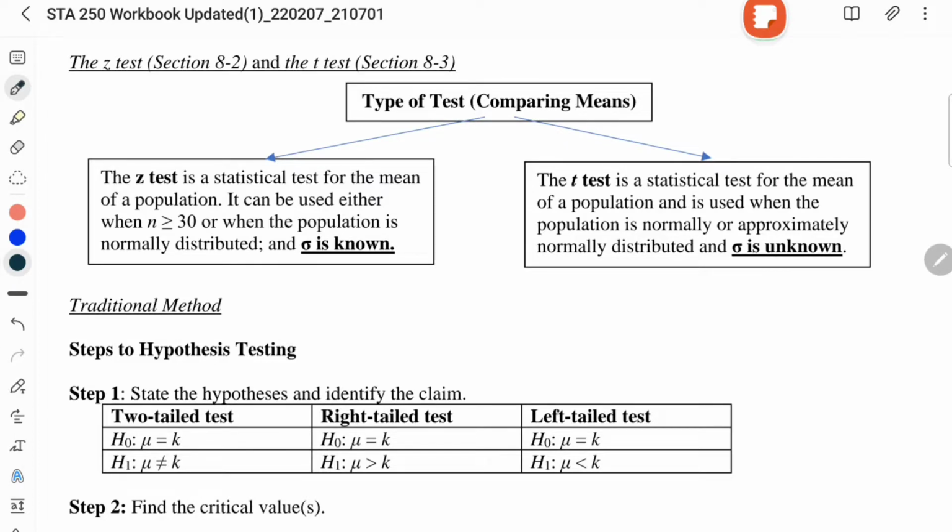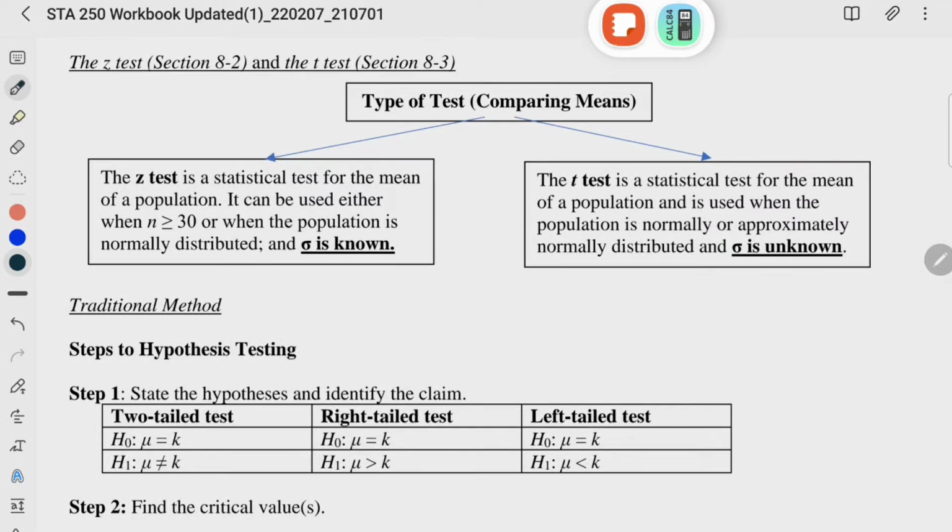But when it comes to the type of test, it depends on if we know the population standard deviation or not. The z-test is a statistical test for the mean of a population. It can be used either when the sample size is greater than or equal to 30 or when the population is normally distributed and the population standard deviation is known. The t-test is similar in definition, except the population standard deviation is unknown.